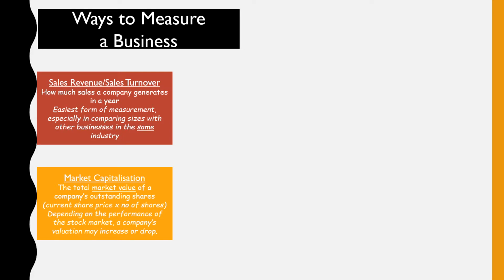What does this mean? We're looking at the total market value of a business based on the outstanding shares that they have. And how do you know how big this is? There is a formula which looks at the current share price multiplied by the number of shares that a company has, or that have been bought by the public. This is quite volatile as it depends on how the share prices or the stock market are doing. So although a company may have a great number of outstanding shares, the value of those shares is dependent upon the current share price.